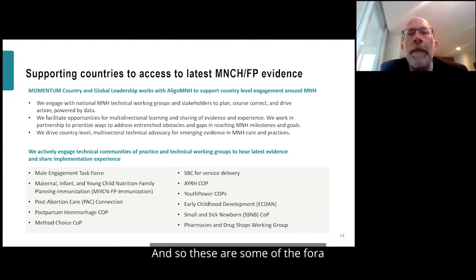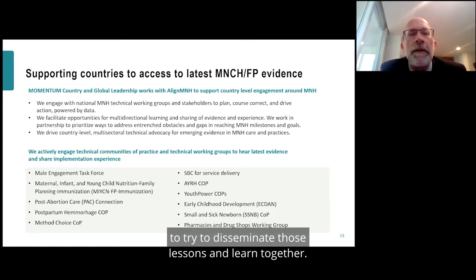And so these are some of the fora in which we work with our partners, fora and communities of practice, to try to disseminate those lessons and learn together.